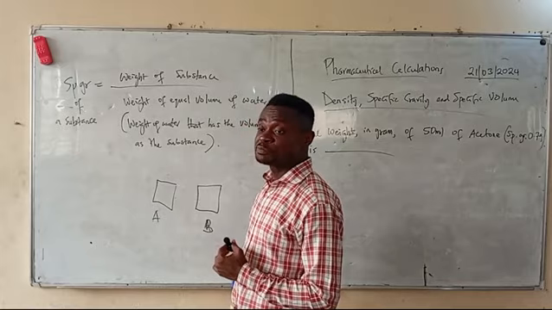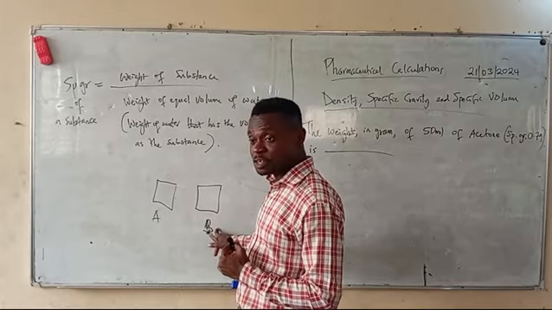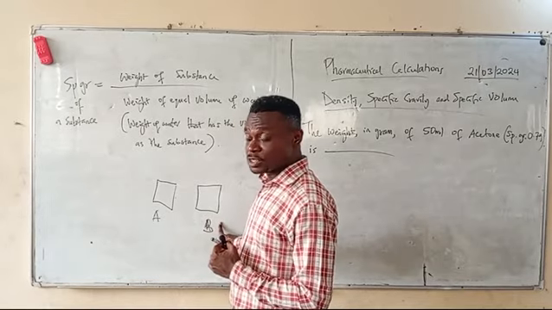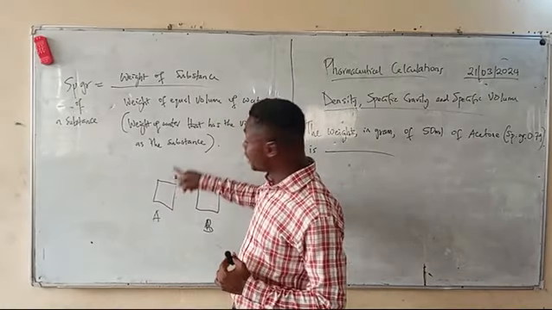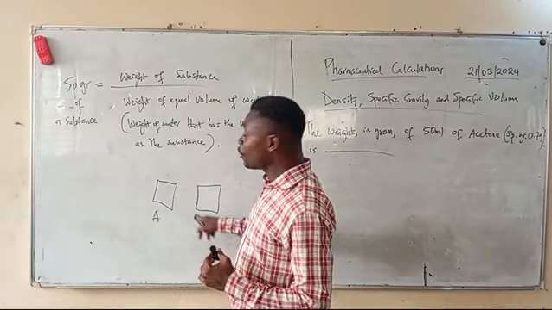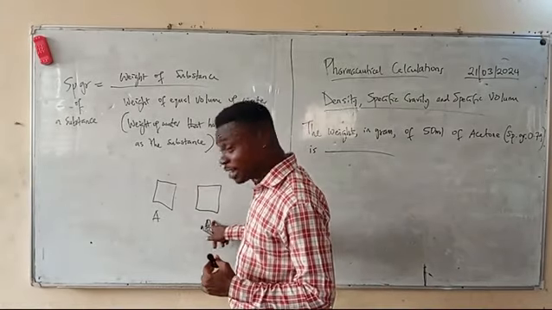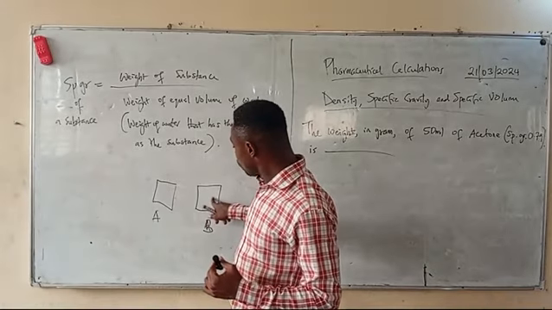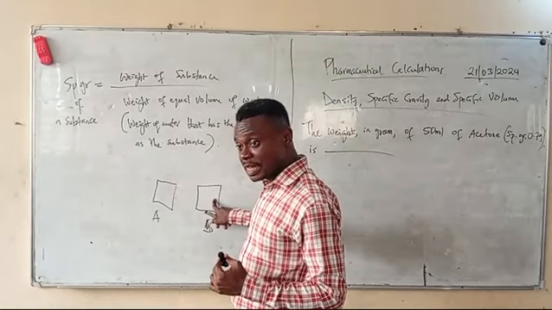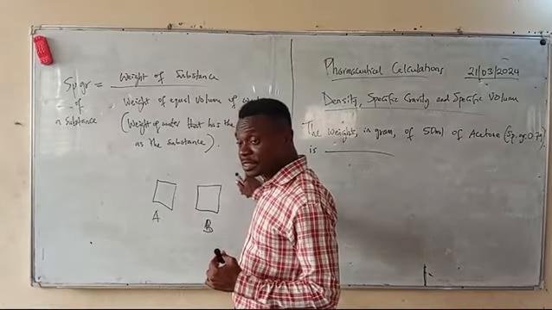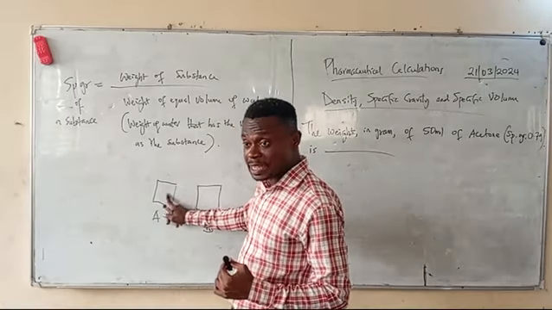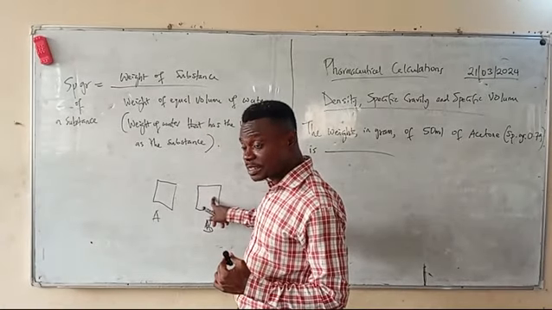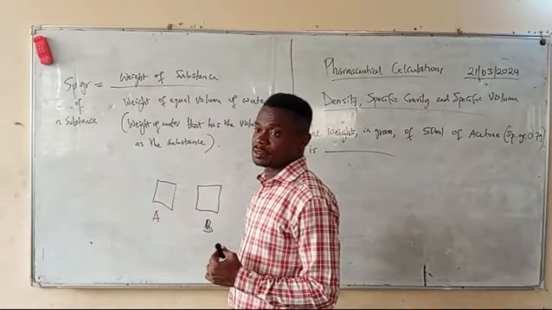So if you now want to check the specific gravity of this substance B, this one is water, and this one is the substance. We are talking about this substance now. So if you want to know the specific gravity of this substance, what are you going to do? You weigh this substance and keep it. Weigh this water here and keep it. You divide the weight of this substance by the weight of this water.